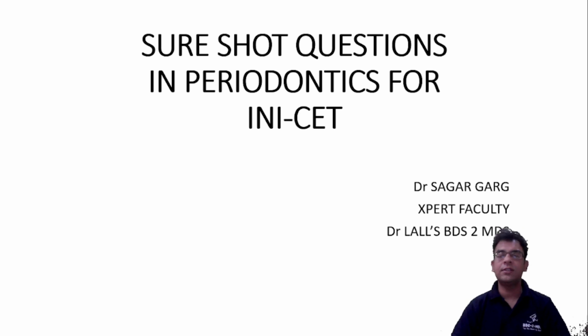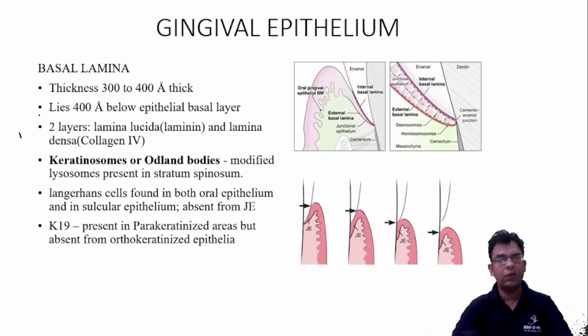So this session is about your upcoming INICET exam, and I will be discussing those topics, those questions that have high probability of being asked in the exam, like for the last minute what all you should be revising and what all chapters you should be looking at. So starting with the first one, it will always be about anatomy of the periodontium.